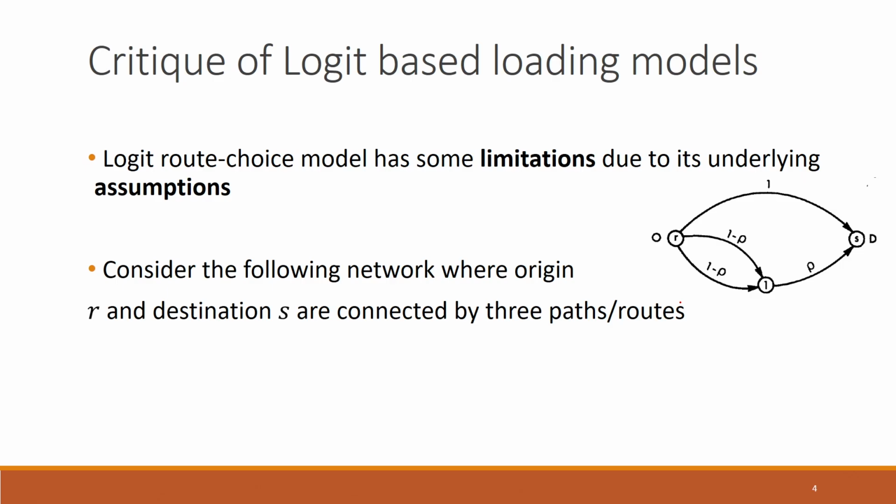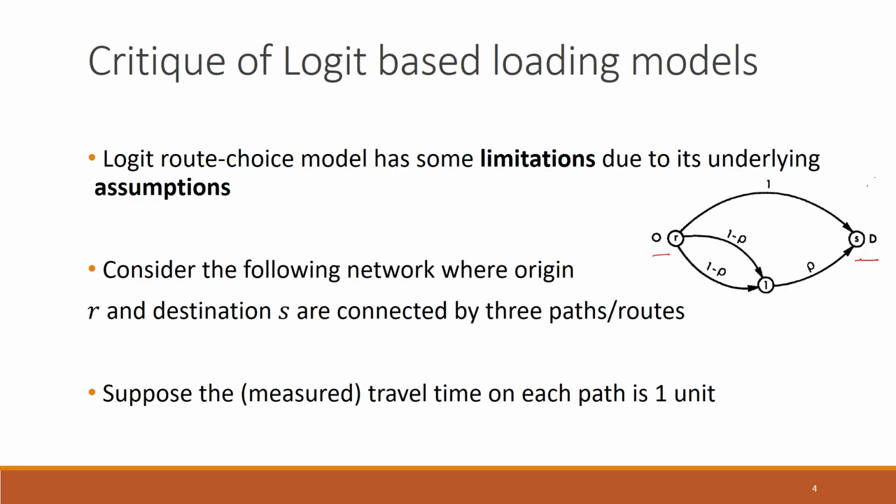So here we have one origin R and one destination S. This is the origin, this is the destination S here. And there are three paths that are connecting this origin to destination. Now suppose that the measured travel time on each path is equal to 1 unit.